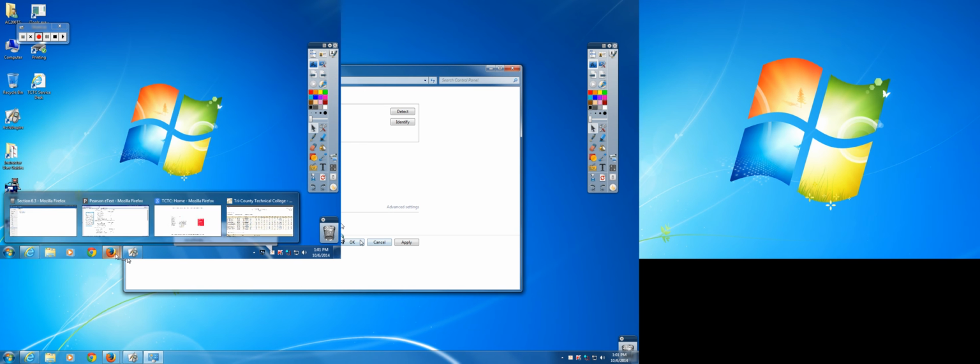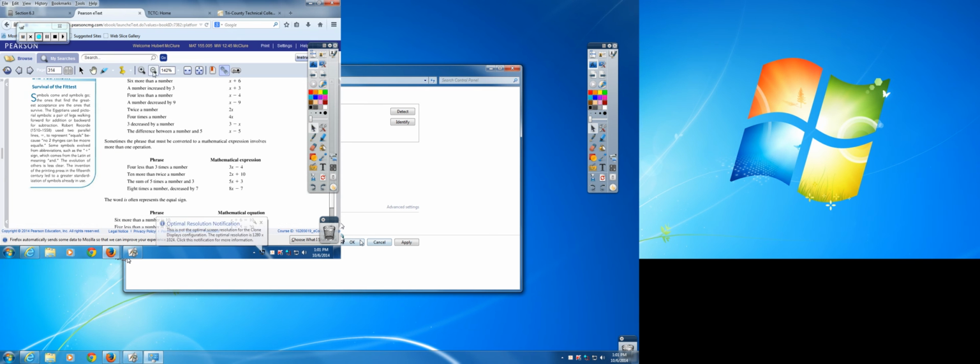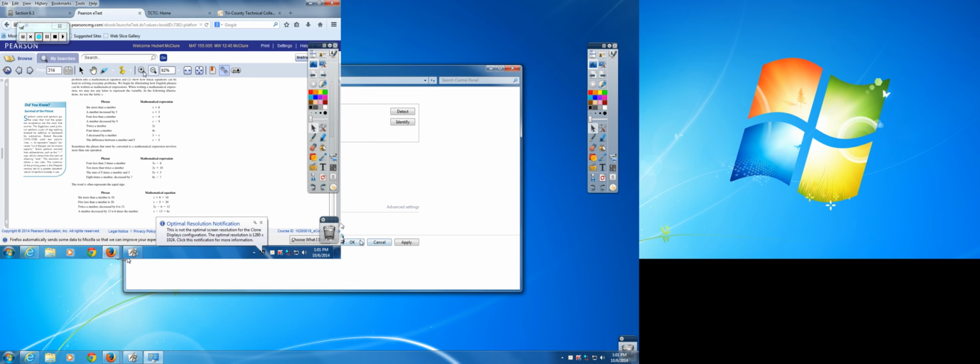Sorry about that. If I ever get everything configured. Some of these teachers, they don't turn anything off. They don't fix anything like they're supposed to.